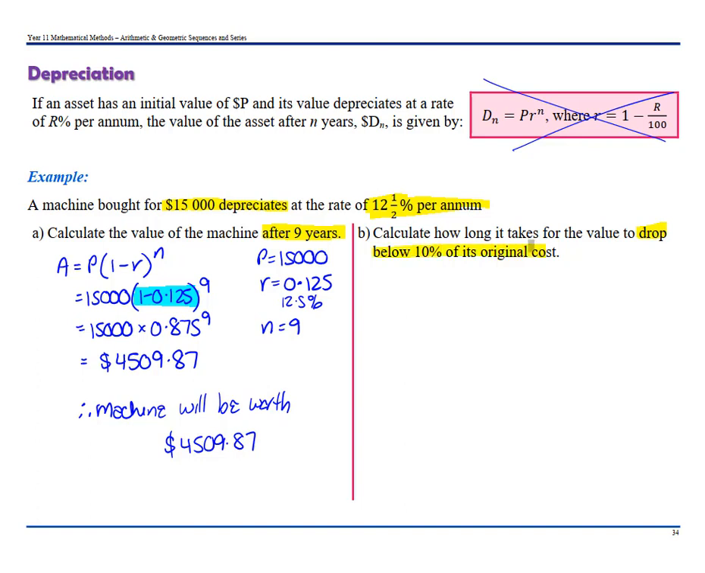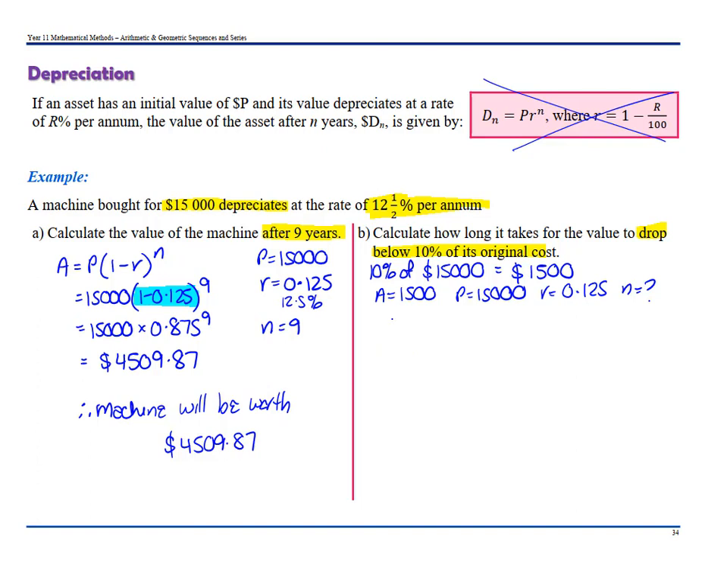And the next one, calculate how long it takes for the value to drop below 10% of its original cost. So 10% of 15,000 equals 1,500. So we want to know when it's going to drop below that. So A is going to be our 1,500, our P is our 15,000, and our R is 0.125, and we don't know what N is.